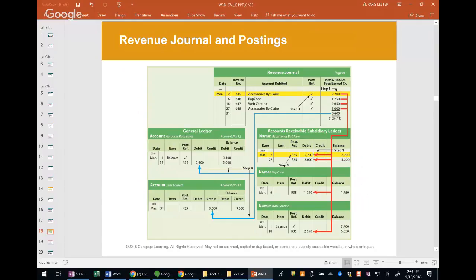Now, we had a balance 3,400. We put in 9,600, but I believe you got me wrong there. It's not 9,600. Add again, 5,200, 1,750, and 6,050. It's 13,000. It's got to match what I've got over here in the general ledger, 13,000. Hey, if our accounts receivable says people owe us 13,000, this just shows you what people owe us that 13,000.